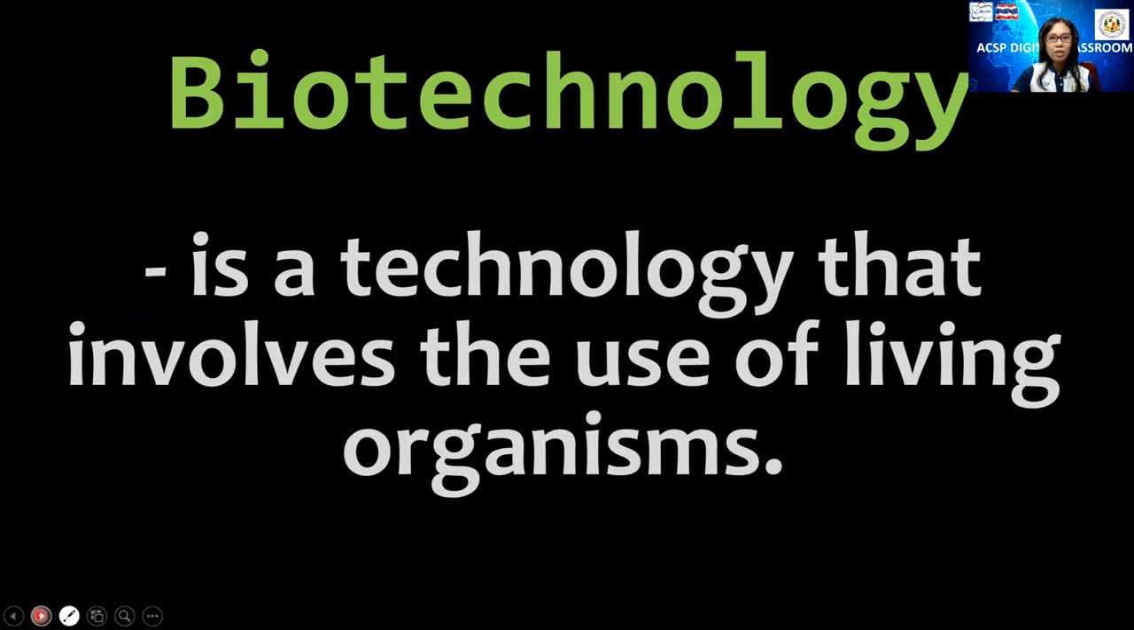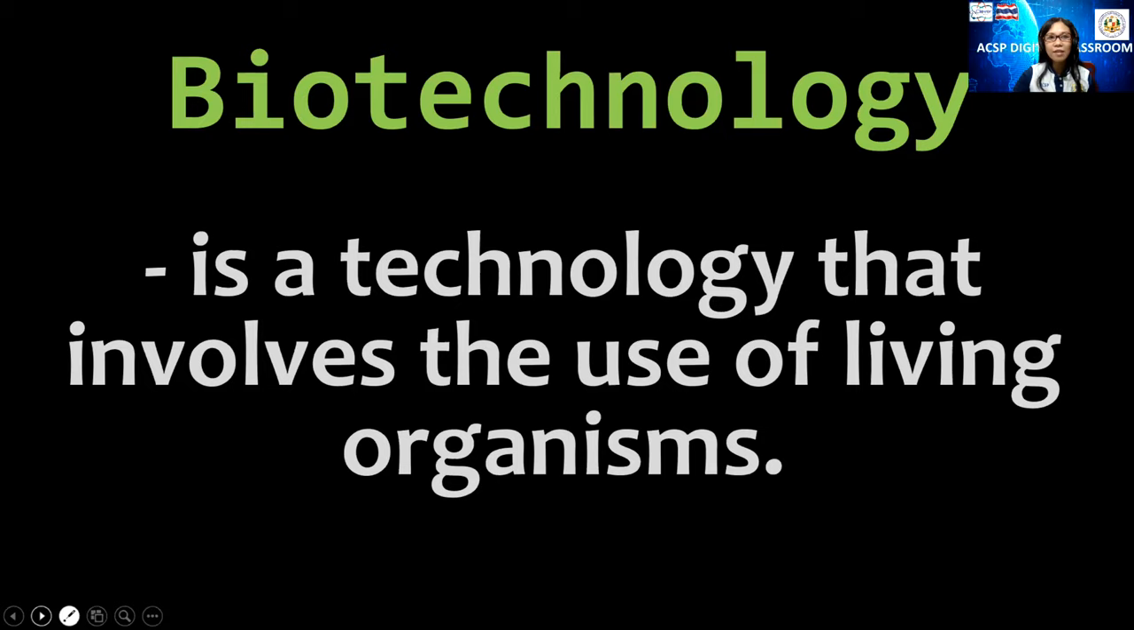Okay, bioengineering and biotechnology are not the same. Biotechnology means the technology that involves the use of living organisms. Biotechnology is mainly used in agriculture, food science, and medicine. So that is the use of living organisms. It is often used to refer to genetic engineering. It's about the genes. Biotechnology is more on the changing of genes of living organisms.